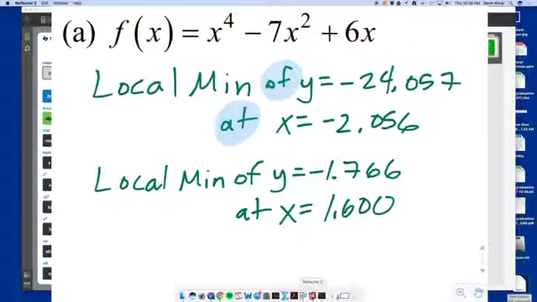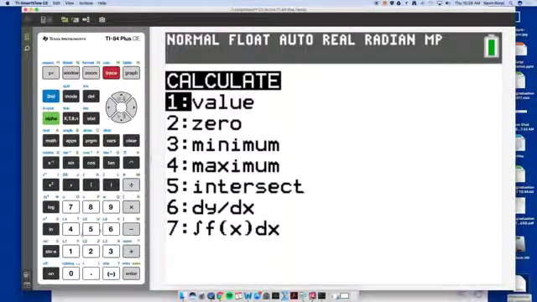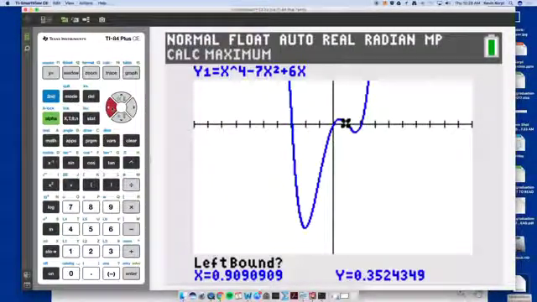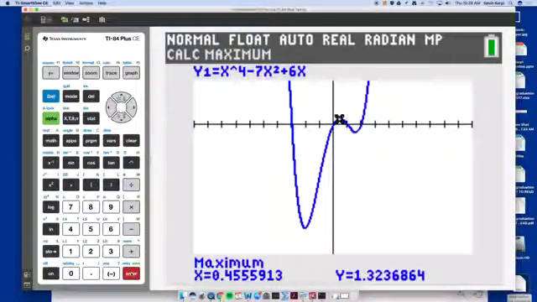Now let's find the local max. We do it again, second trace. But this time, for maximum, we're going to choose, guess what? Maximum, yeah. And I'll go back to the scrolling. It was fun. So from the left, there it is. Hit enter. I'm going up, and then it's coming back down. Hit enter. And then for your guess, hit enter again. And it tells you right there. It'll blink where it's at. So now we have a local max of y equals 1.323 at x equals 0.455.